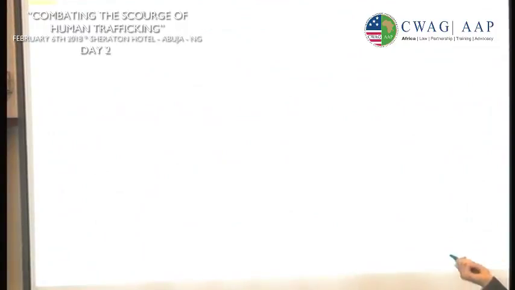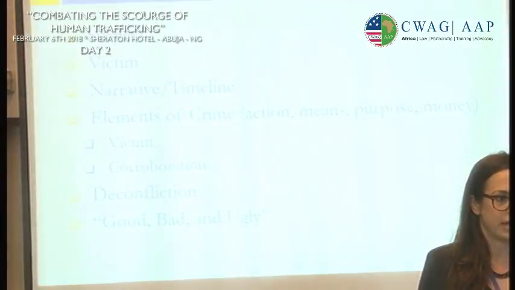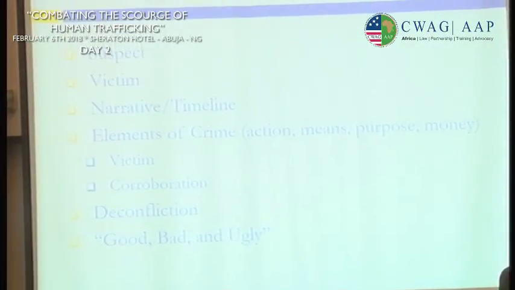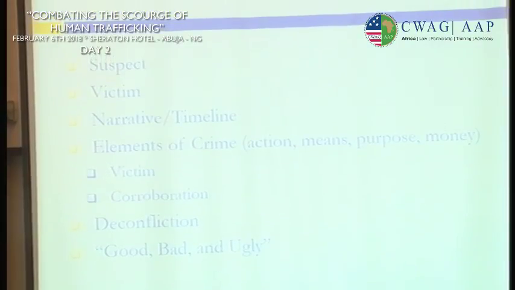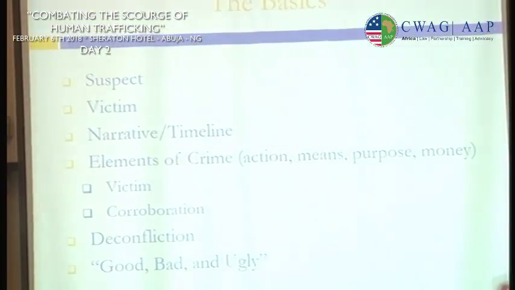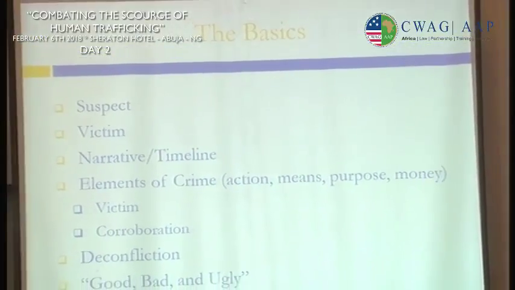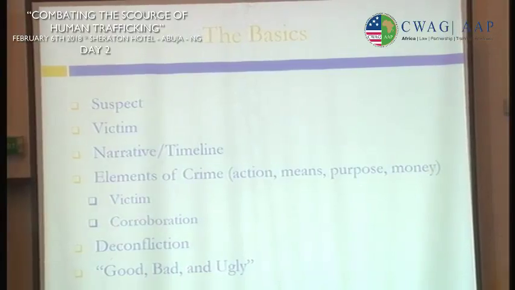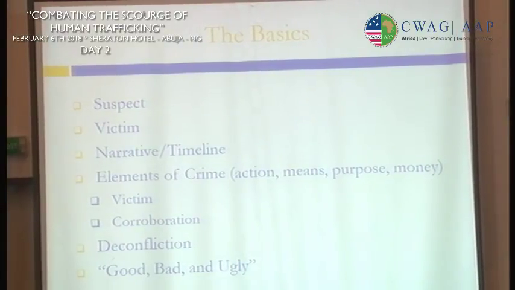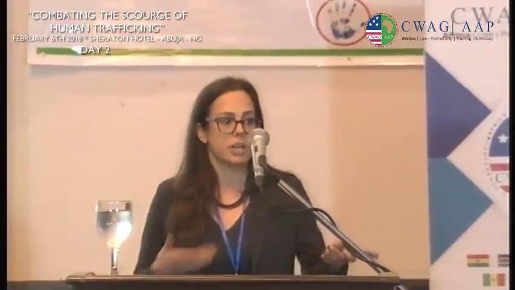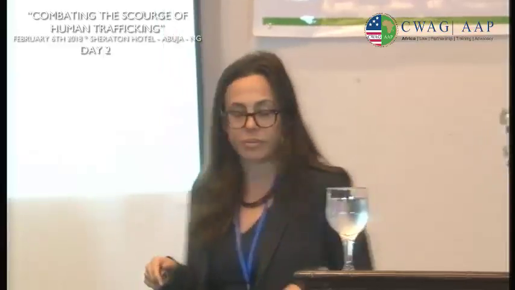All right, so first, the basic building blocks of your human trafficking case, right? What do you need? You've got your suspect, which once you've charged, you will be your defendant. You have your victim. Those two are pretty self-explanatory, right? The next thing you have is your narrative or your timeline. And I call it a narrative because of the importance of it actually being a story. So you're going to end up presenting your case ultimately to a fact finder, a judge. In the United States, it's a jury more often than not, almost all of the time. But here you're going to have a judge, right?